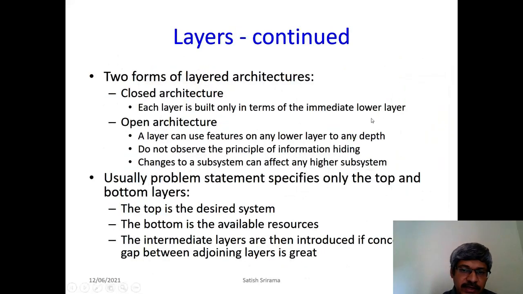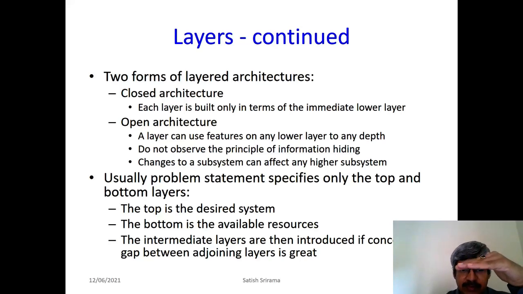There are two forms of layered architecture. One is the closed architecture. In the closed architecture, each layer is built only in terms of the immediate lower layer. That means it knows about the immediate lower layer, but it will not know about any other layers below it. Anyhow, it has no knowledge about the layers above it. That's very clear. But in a closed architecture, it has knowledge only about its immediate lower layer.